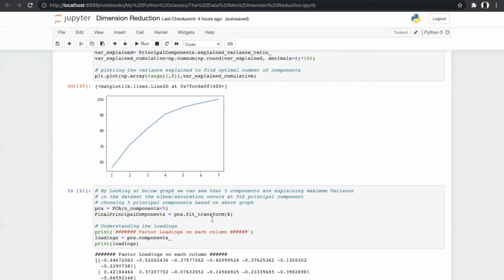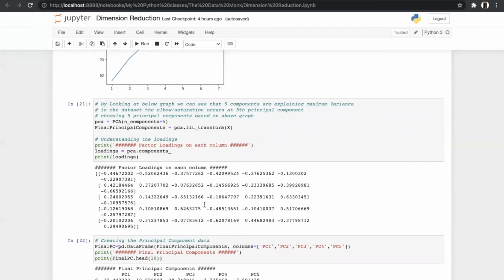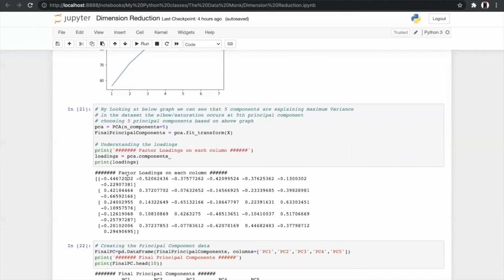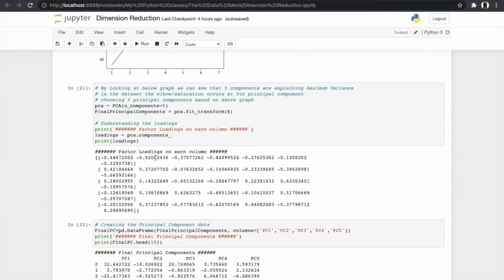Then we will understand the factor loading on each column. As you can see, this is the factor loading on each column. This is our factor loading for the first column, PC1 and rating, and this is for PC1 and complaint, and so on. Same for PC2 and rating, and PC2 and complaint. And you can see there are 5 principal components, as we have created 5 principal components from the graph.